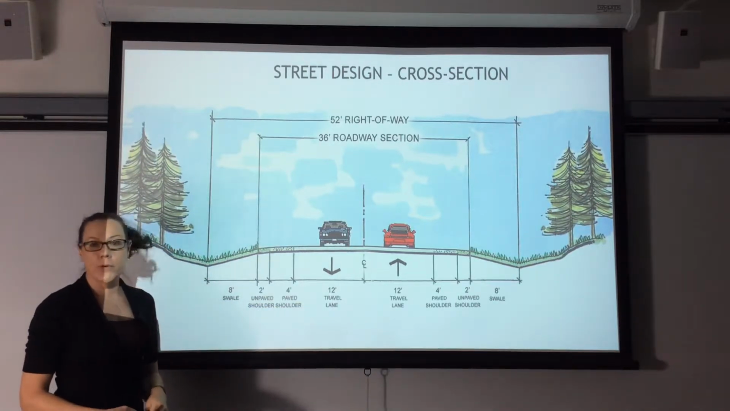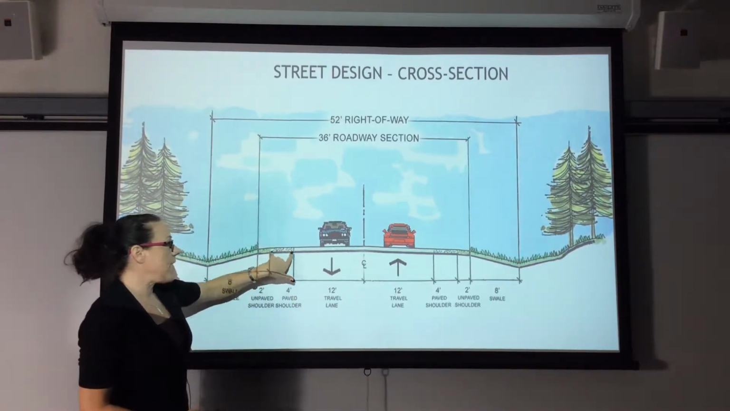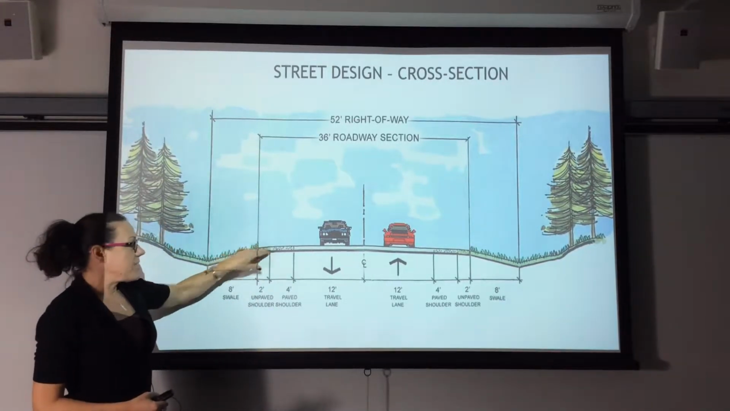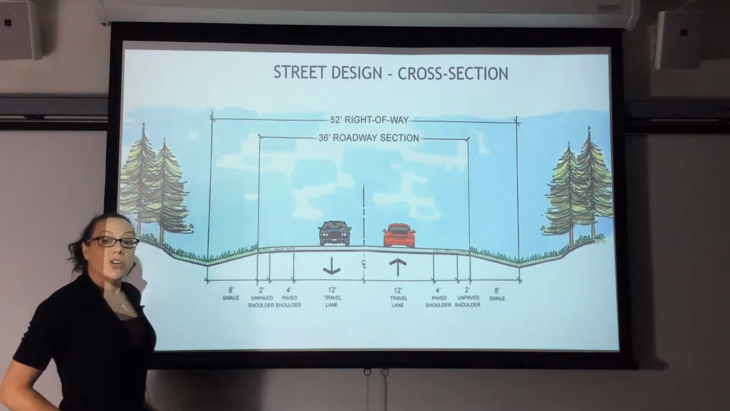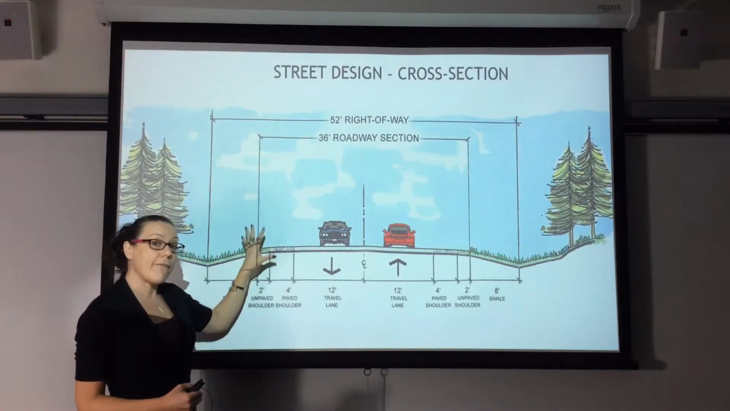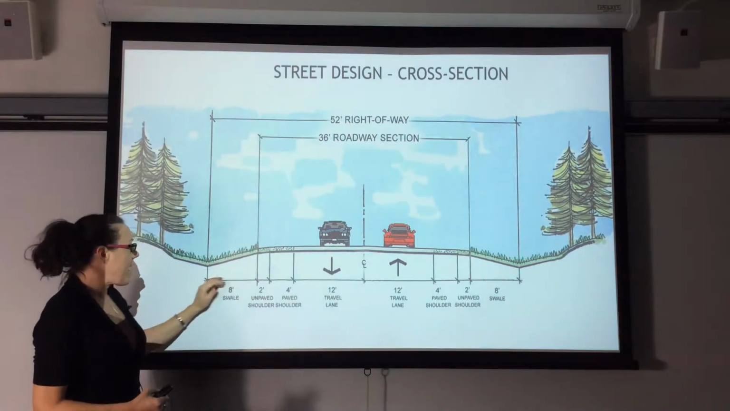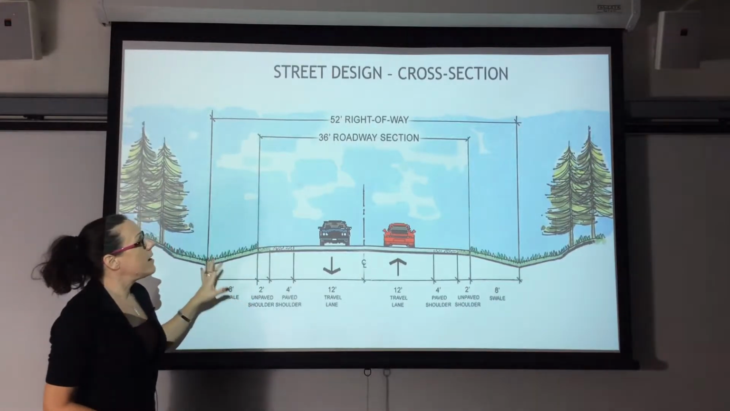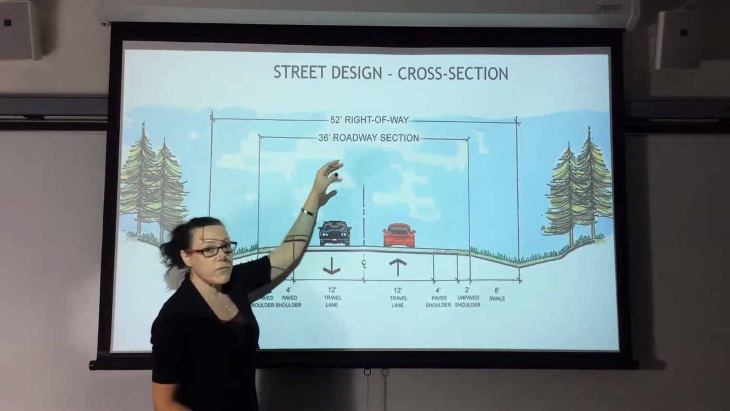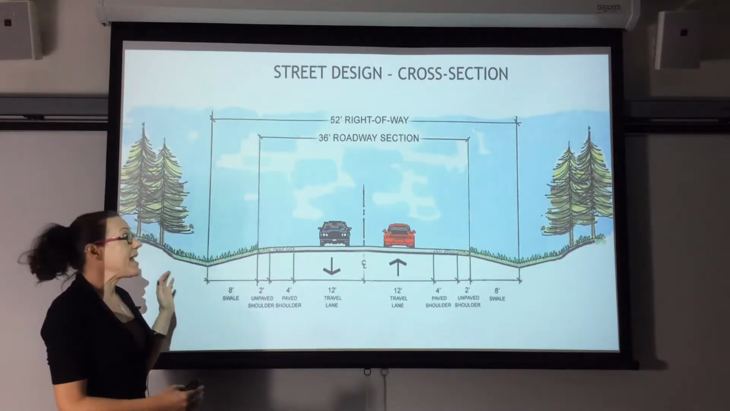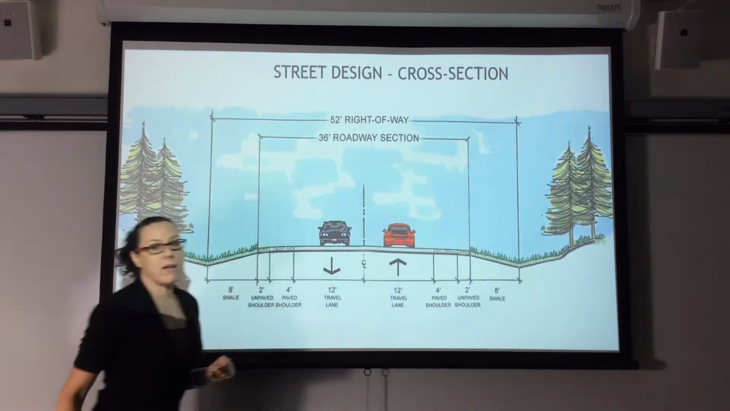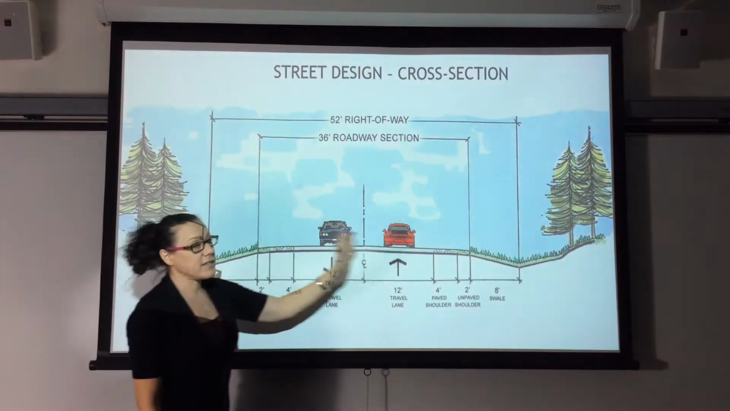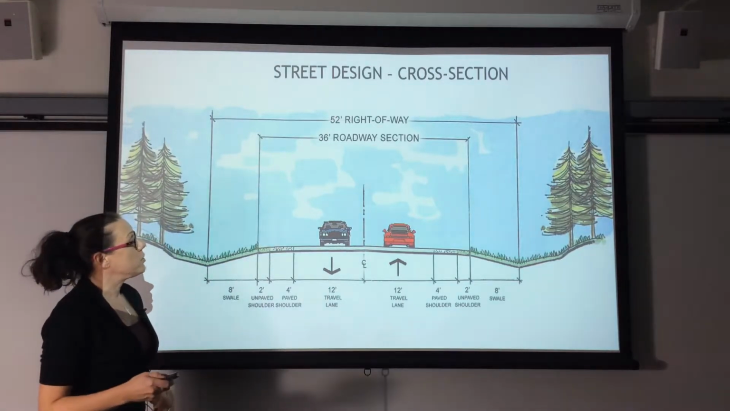So in this one, we have a 12-foot travel lane, and then we have a 4-foot paved shoulder. So that means it's just additional asphalt. And then we have a 2-foot unpaved shoulder. That means it's just dirt that's been stabilized. So if you had to pull off the side of the road, then you could park there. And then you have an 8-foot swale. This is more of a rural road type design, and we also have what's called a right-of-way. That means usually a governmental entity owns that part of the road. Okay? So you have a 36-foot road section, but the entire right-of-way that the cars travel on is 52 feet.